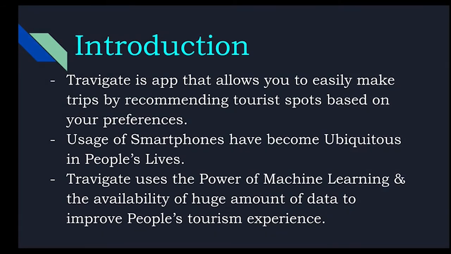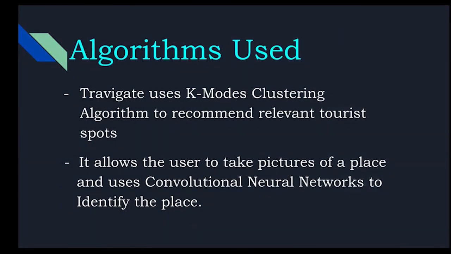Nowadays many people use smartphones. Given how essential mobile has become, it becomes very easy for developers to improve people's experience using apps that harness the power of machine learning and AI. So what algorithms does TRAVIGATE exactly use? It uses K-mode clustering to recommend people places, and a convolutional neural network to identify new places that the tourist has never visited.